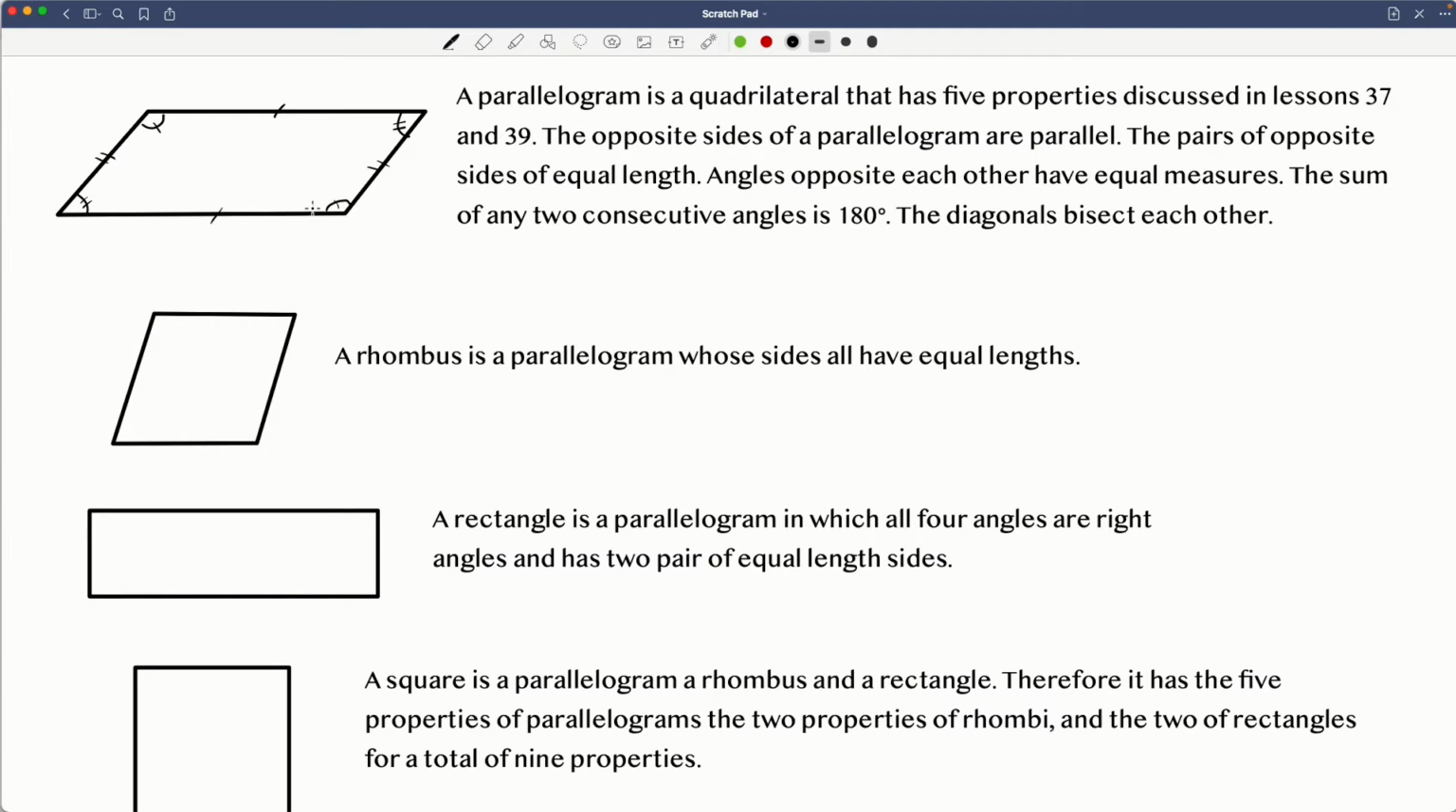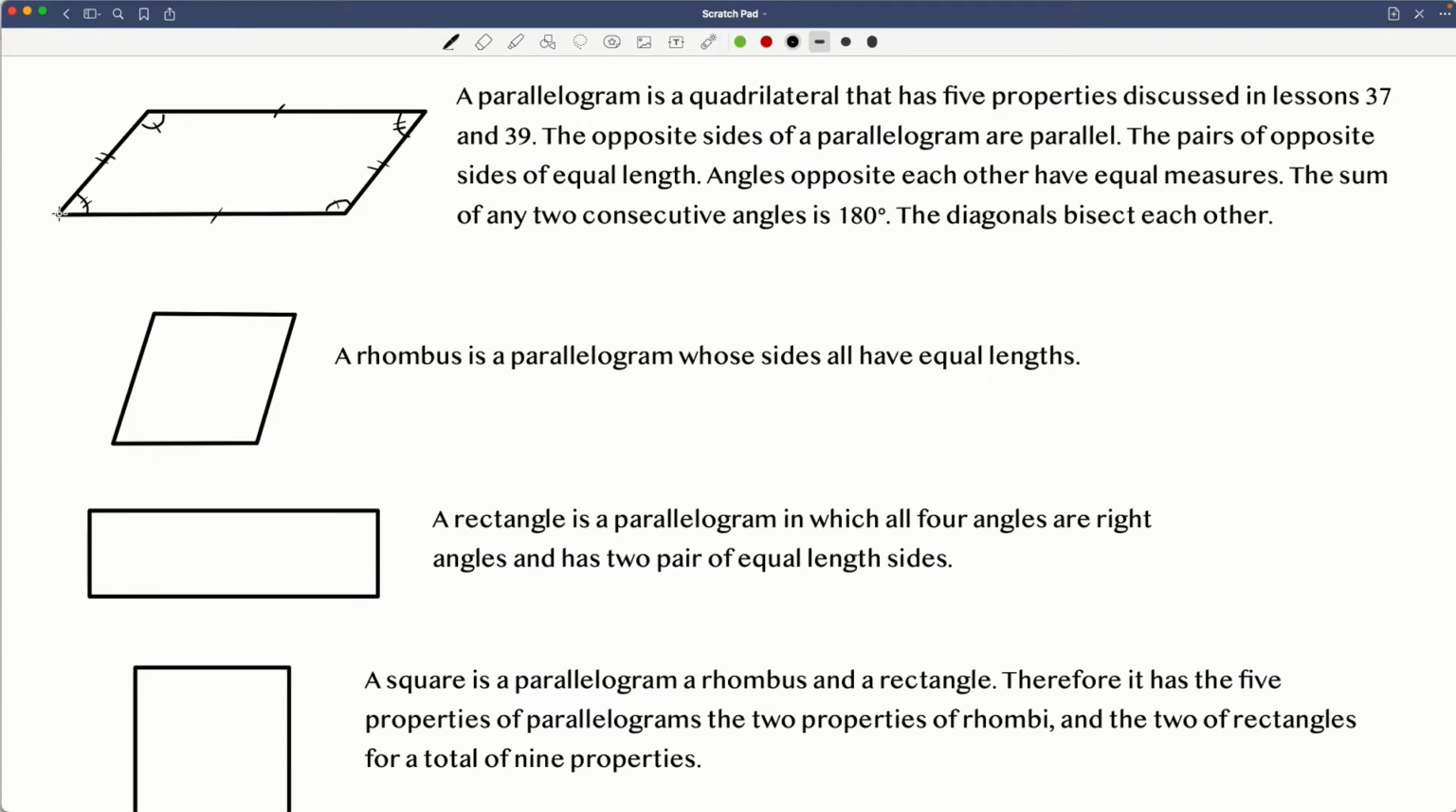The sum of any 2 consecutive angles is 180. So this one and this one is equal to 180, this one and this one is equal to 180, and this one and this one is 180, and this one and this one is 180, all the way around. And that's because if you were to extend this line right here, this alternate interior angle we know equals 180. And this is the same as this, so therefore this is a straight line which equals 180, so therefore these have to equal 180 as well. Okay.